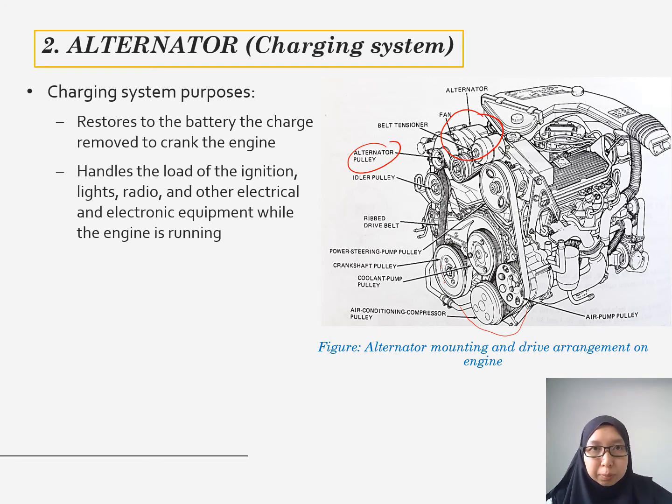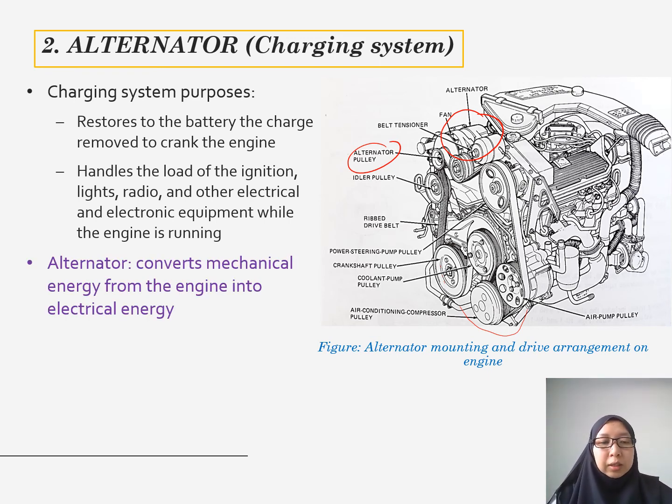So the purpose of this charging system is to restore the charge to the battery that was removed to crank the engine, and to handle the load of the ignition and all other electrical and electronic equipment while the engine is running.